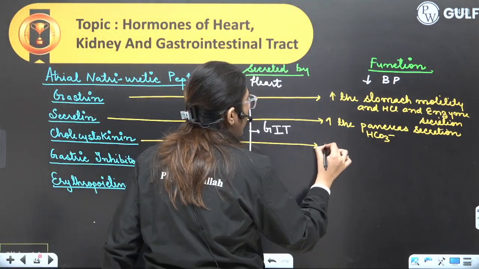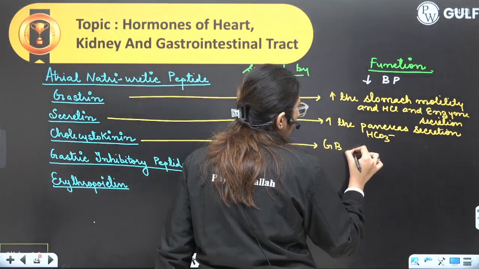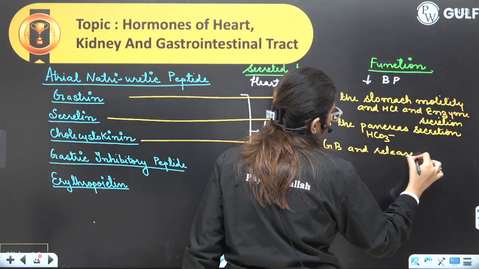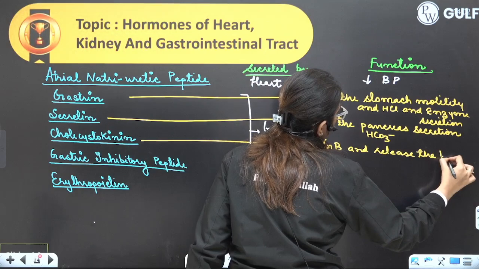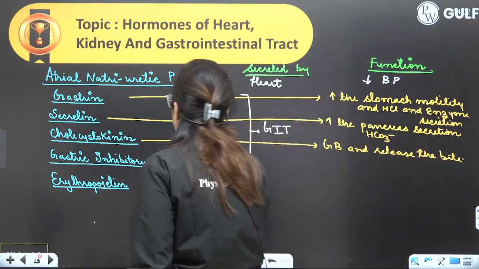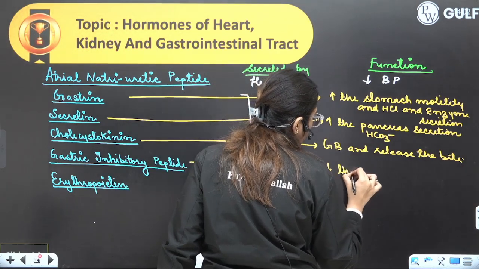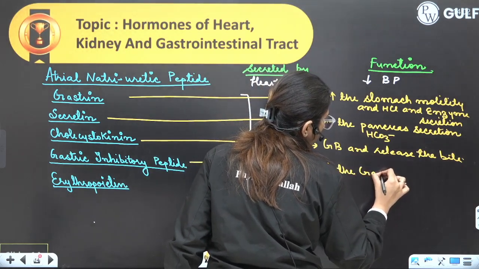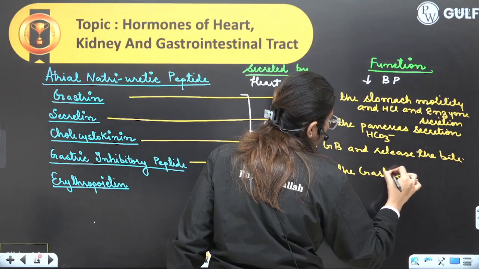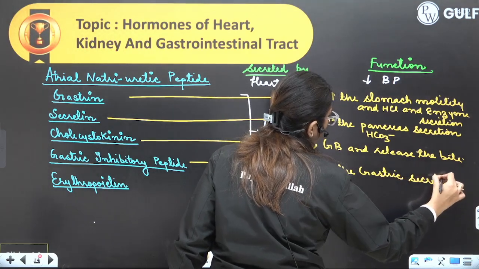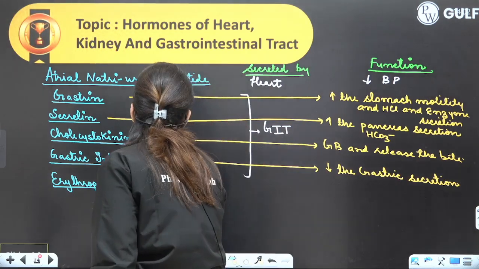Cholecystokinin stimulates the gallbladder to release the bile. Next is gastric inhibitory peptide, which reduces the gastric secretions. Gastric means stomach secretion, either it is the HCl or the protein digesting enzyme.